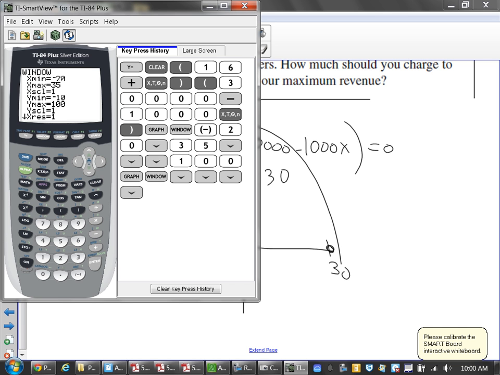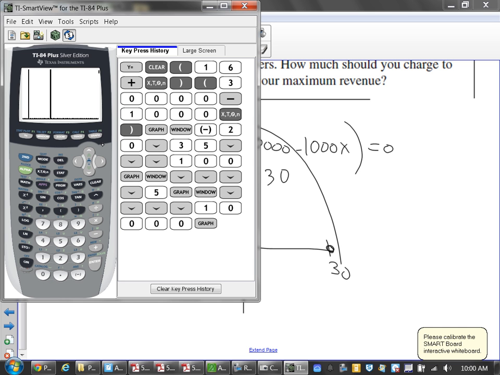Try 500. Oh, I hit 5 by mistake. Gotta go higher. Let's go to 530,000. I found it. 10,000 didn't work. 530,000 was it. Well, that's just crazy.